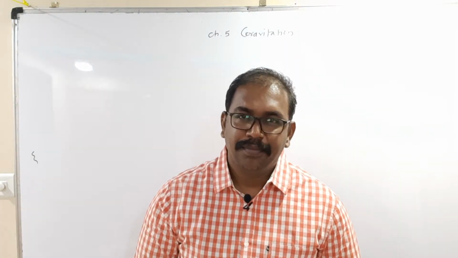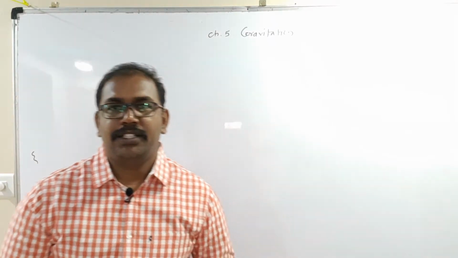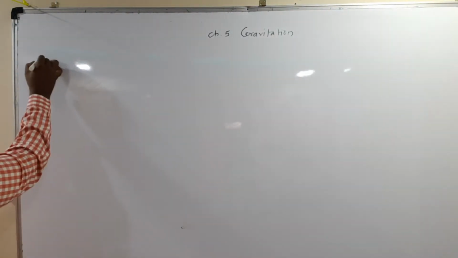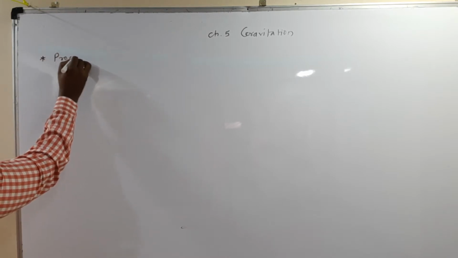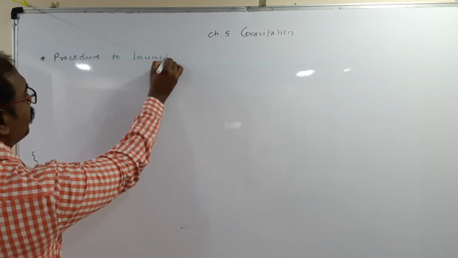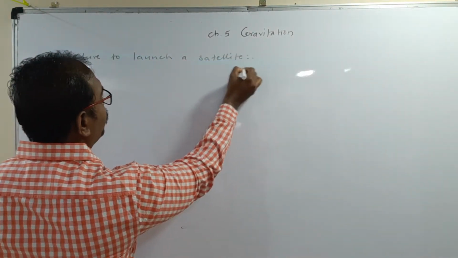Hello students, in today's session we start chapter number 5, Gravitation, and one of the articles from Gravitation we have to start is the procedure to launch a satellite. Here we are talking about artificial satellites.